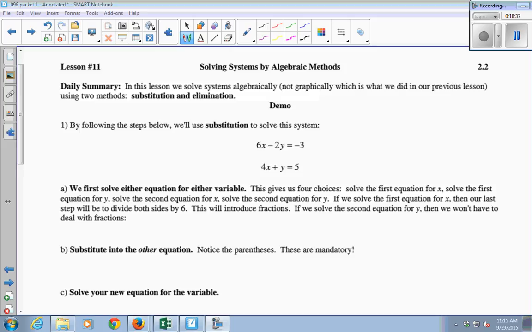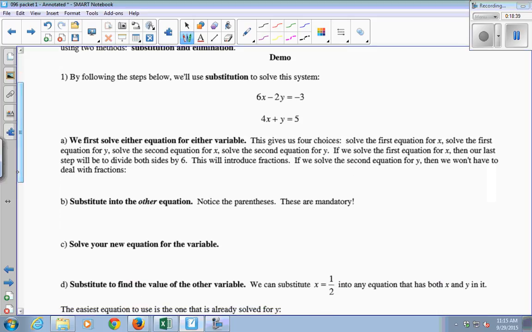All right, the first one is called substitution. We have this system, 6x minus 2y equals -3, and 4x plus y equals 5. I could treat those both like lines, graph them, and see where they cross. Instead, I'm going to use this new algebraic method.